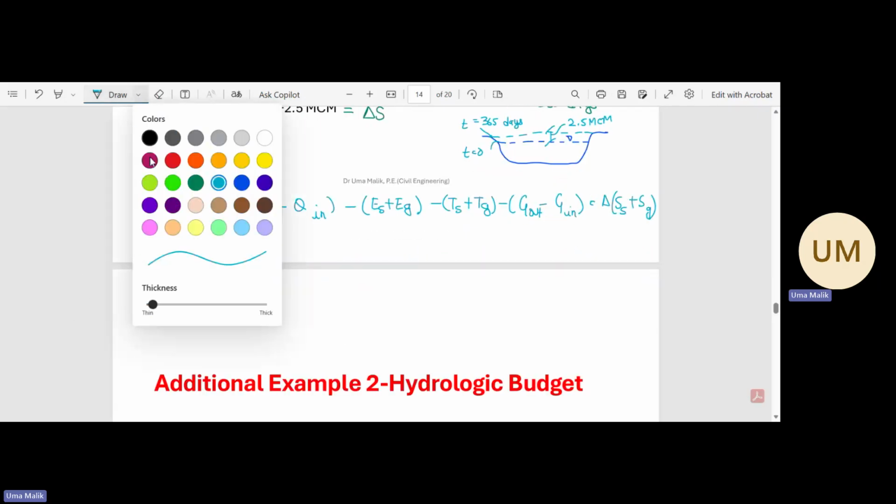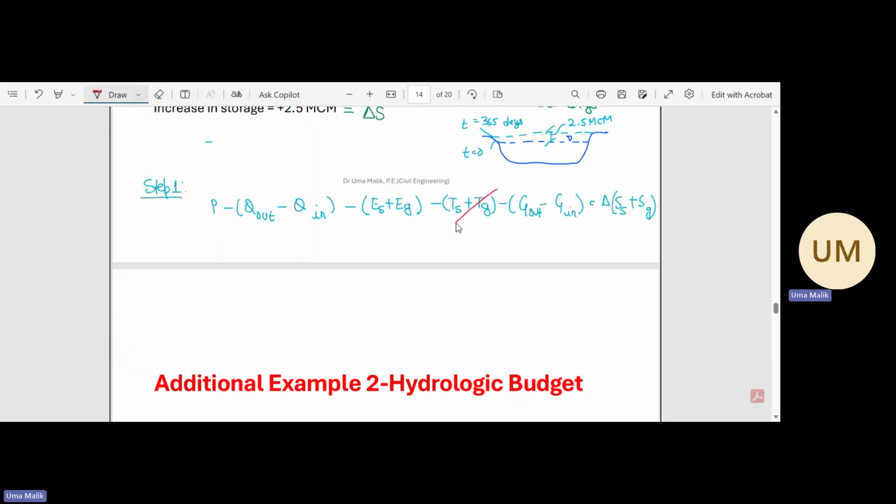Now we don't have any groundwater. There is no mention of any transpiration, so we will take this out. We will take the groundwater out. So what we are left with: P is given to us as 1800 mm per year. Q out is given to us as 110 minus 130 liter per second. Evaporation we need to calculate. And delta S surface plus groundwater, we have been given a positive increase of 2.5 into 10 raised to power 6 meter cube.